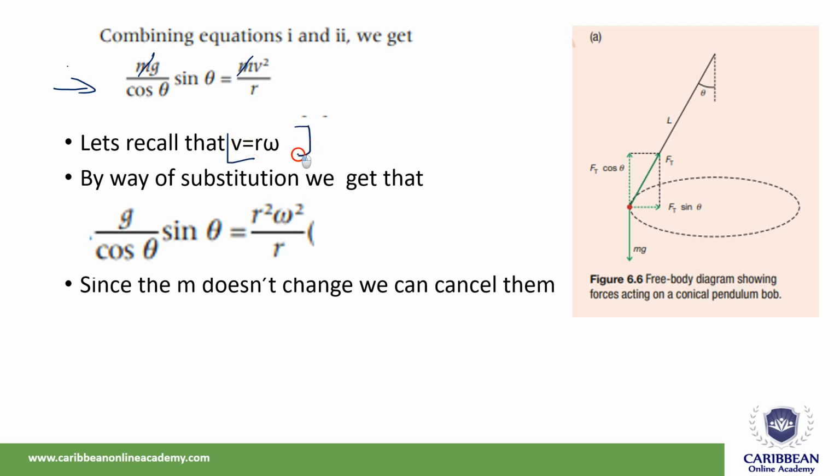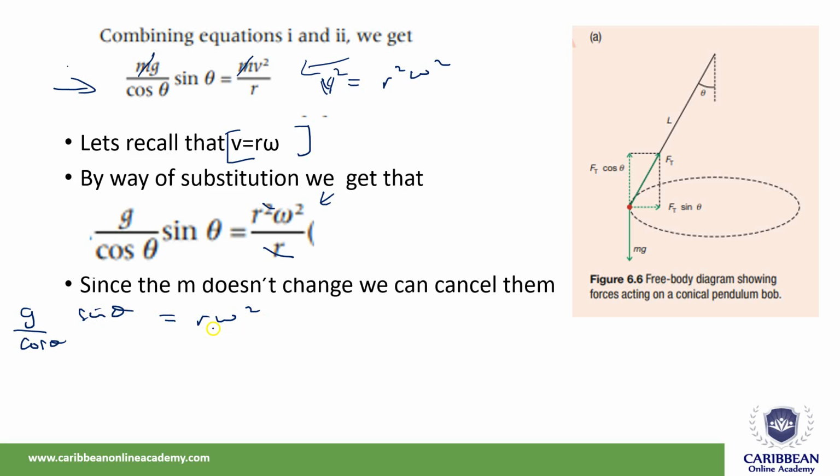We have an equation that says the linear speed is equal to the radius times omega, right? I want to substitute for v in this equation. Mind you that this is v squared. So since v is equal to r times omega, v squared is going to equal r squared omega squared. So this is what I have now: g divided by cos theta times sine theta is equal to r squared times omega squared divided by r. Now this r and this square are going to cancel out, leaving us with a nice equation that says g divided by cos theta times sine theta is equal to omega squared times r.